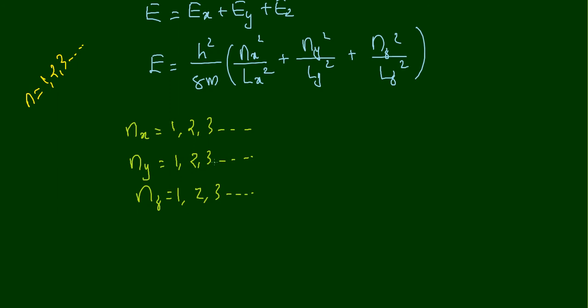So the ground state energy for this system will be the case when nx is equal to ny is equal to nz is equal to 1.